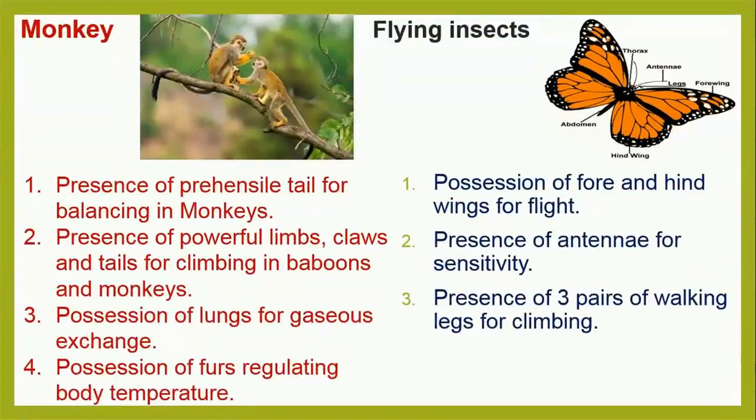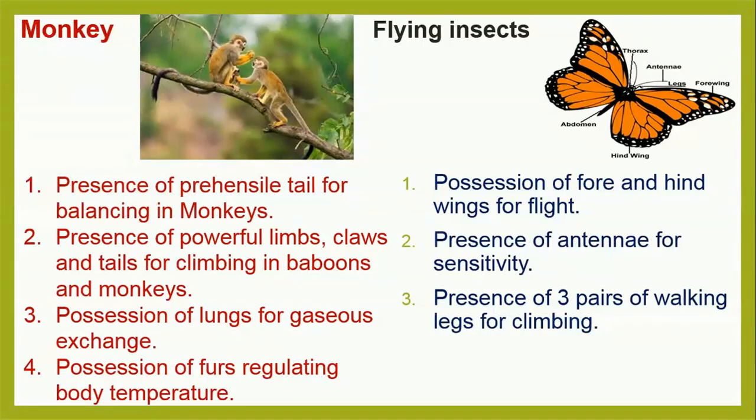Now let's look at some arboreals. We have a monkey here. What are the adaptive features that enable monkeys to survive on trees and of course on land? Number 1 is presence of prehensile tail for balancing in monkey. The prehensile tails are not just ordinary tails. These are tails that can be used for grasping things. They use it for holding objects, holding their babies. They can use it to swing from one tree to another, and when they jump from on top of the tree to the ground, they can even use it to balance themselves like a third leg.